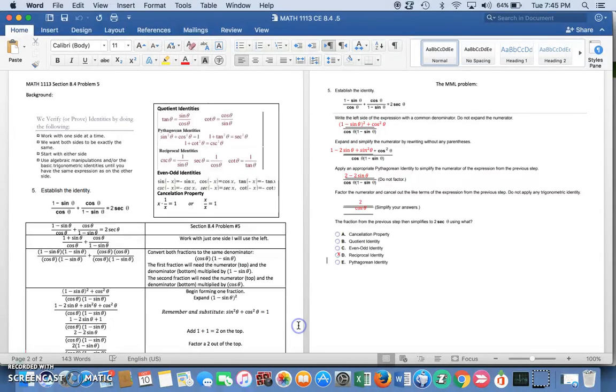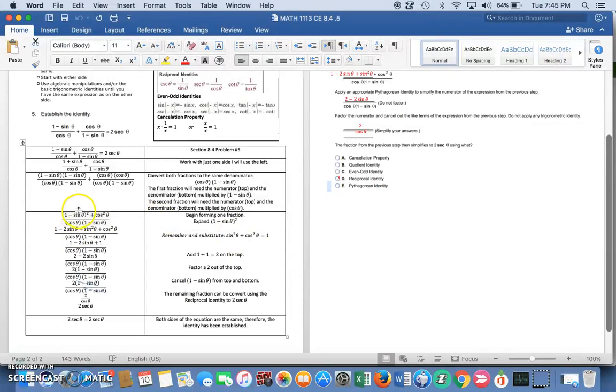Now, we still have to kind of go through and simplify that a little bit. So we expand that. Remember how we square the first term, we multiply them together and double it. That gives us a negative 2 sine theta. We square the last term of the binomial. We bring the cosine squared down. At this point, simplify anything that you can.